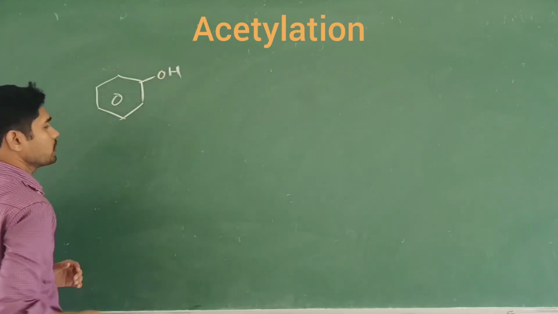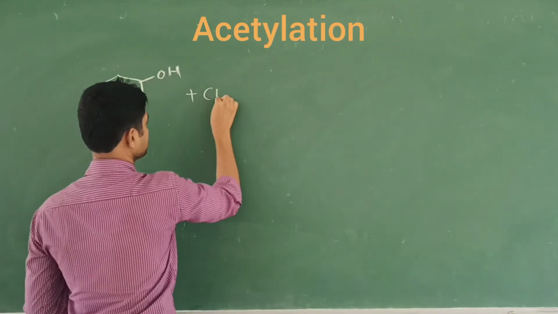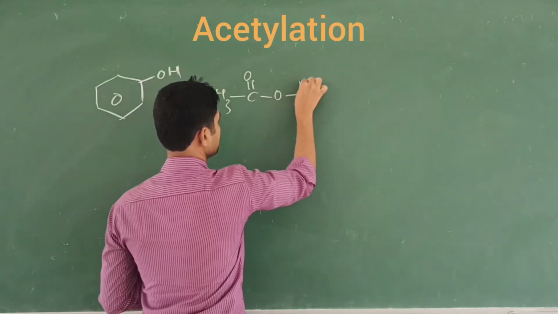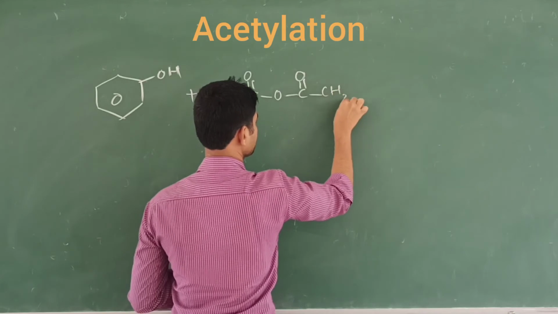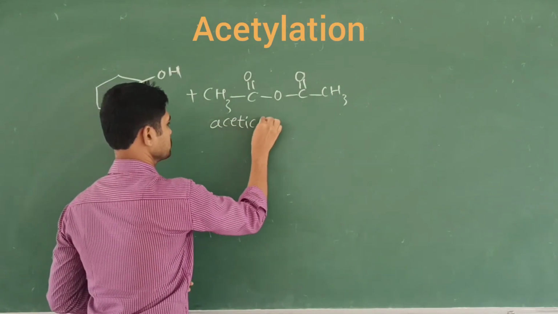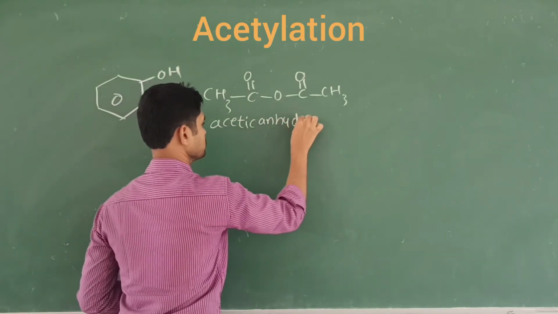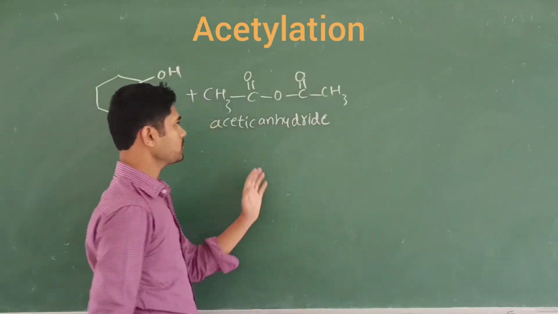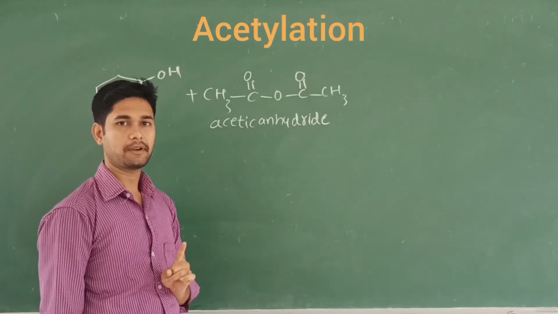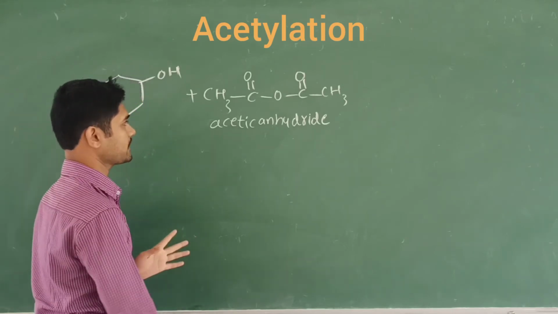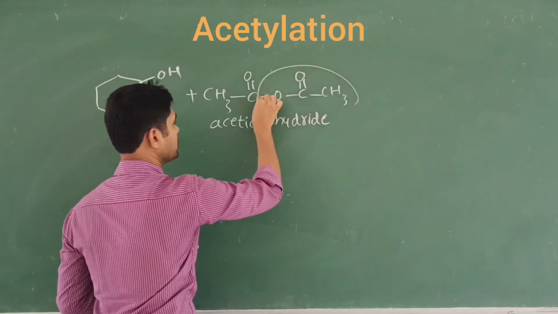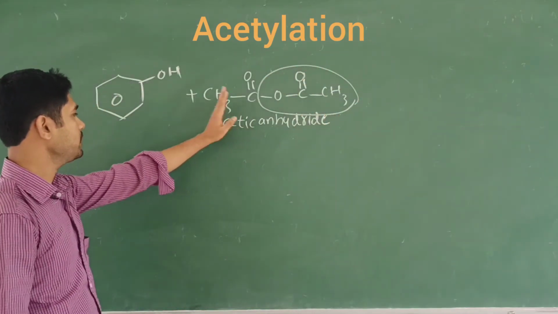This phenol is treated with acetic anhydride, whose formula is CH3 C double bond O, O, C double bond O CH3. Its name is acetic anhydride. Whenever we use acetic anhydride in any reaction, one thing we should keep in mind is that we remove acetic acid, CH3 C double bond O. This will be eliminated here, and the remaining electrophile will attack here.